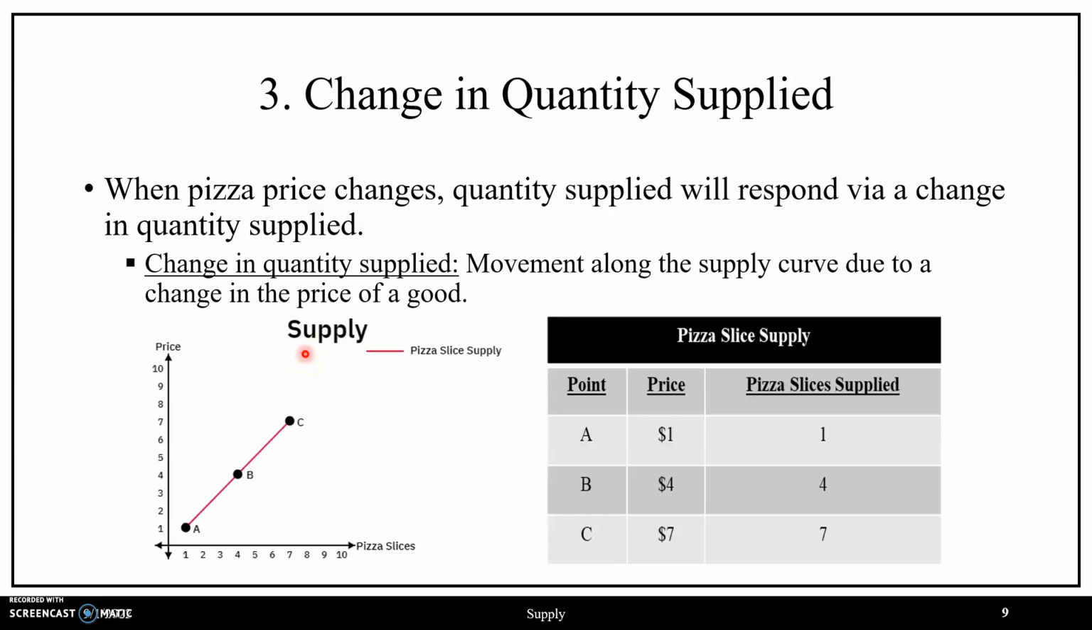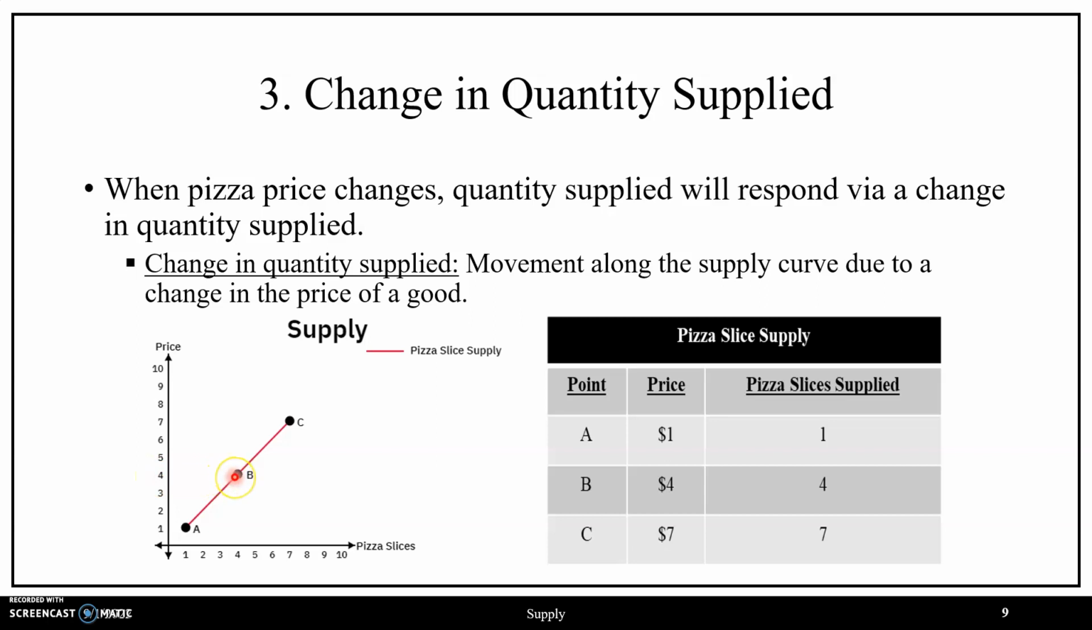So to see what is meant by that, let us turn to an example in which we have the supply curve on the left and the supply schedule on the right. So suppose currently we're at point A, in which this pizzeria is currently charging a price point of $1 per pizza slice, where they would only be willing and able to sell one pizza slice at this price point. Well, now suppose that they decided to increase the price of their pizza from $1 to $4.